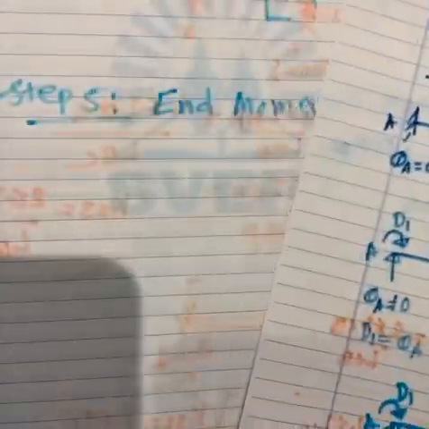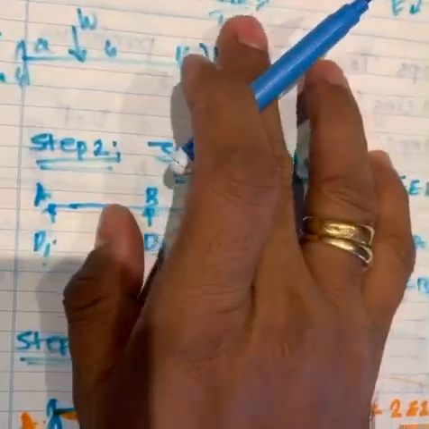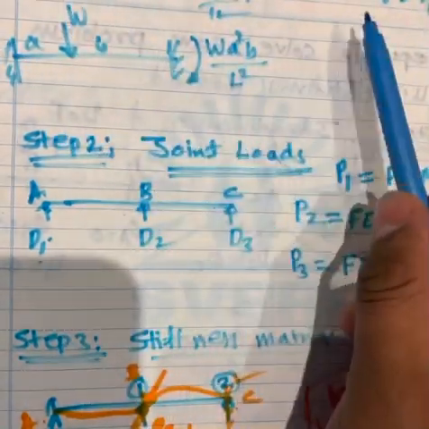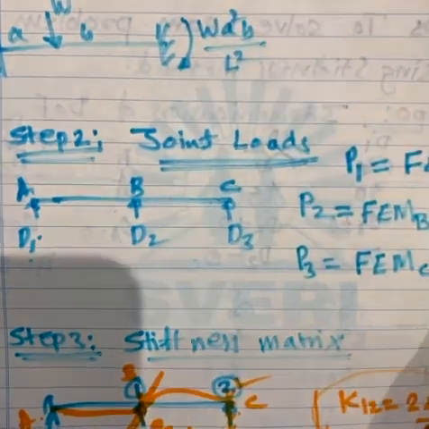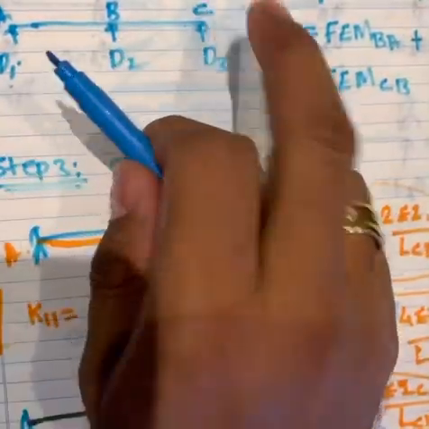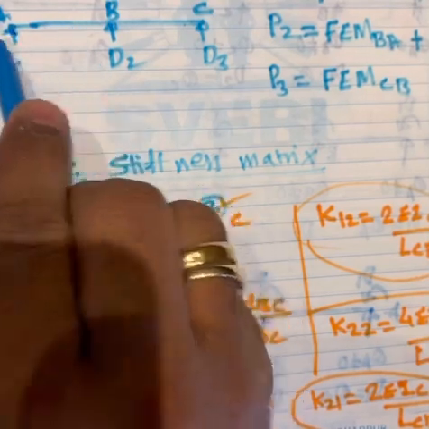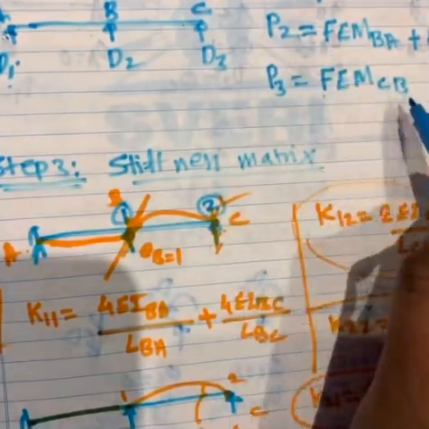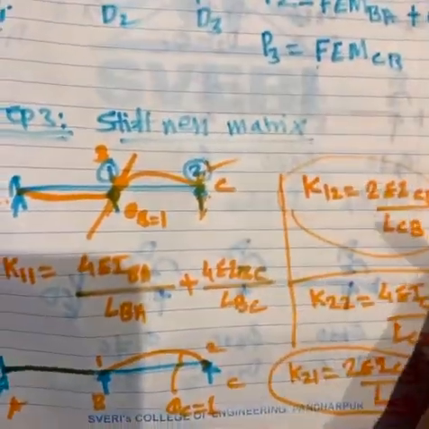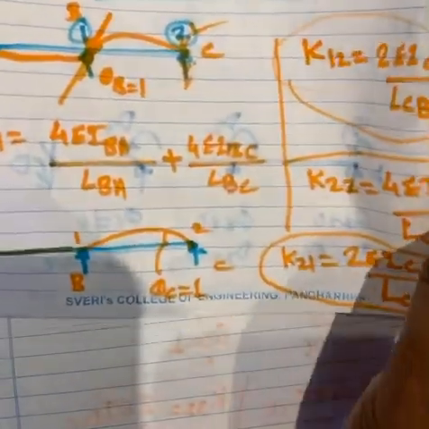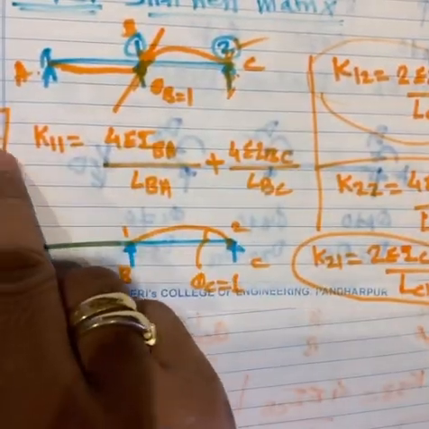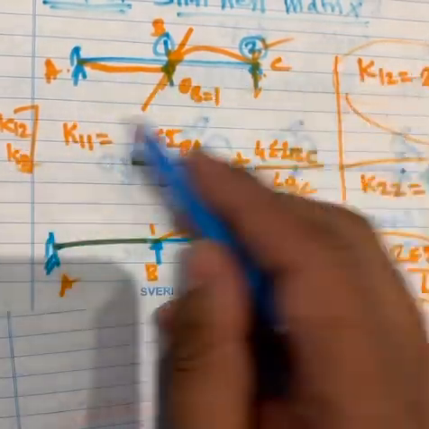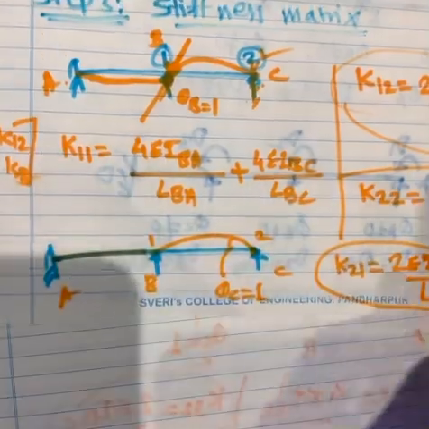Once we understand that, we go to step 1, where we calculate the fixed end moment. There are pretty standard formulas, you can derive them from the consistent deformation method, etc. Then come the joint loads. At that joint, how many members are connecting, and then it's a combination of the fixed end moments of these joints, and then stiffness. The size of the stiffness matrix will be degrees of freedom times degrees of freedom. Here there are 2 degrees of freedom, so it's a 2 by 2 matrix.